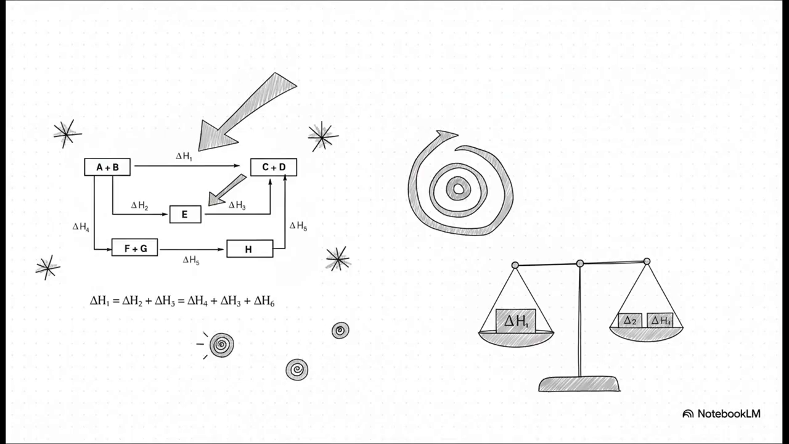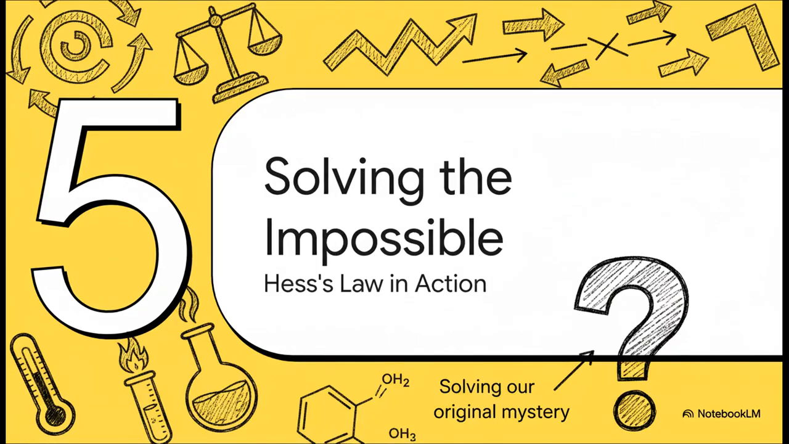So here's how that looks in chemistry terms. Getting from your starting stuff, A and B, directly to your products, C and D, that's our direct route. It has an energy change we'll call delta H1. But if we find another way to get there, an indirect path through other steps, the energy changes for all those little steps will add up to the exact same value as delta H1. It has to.